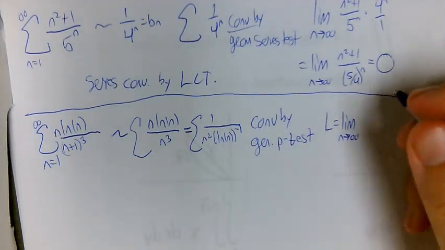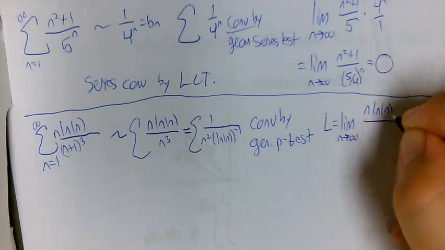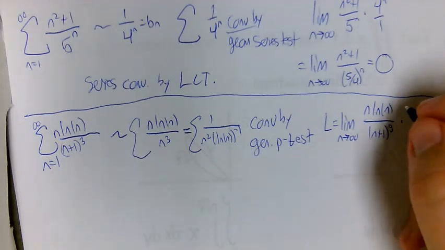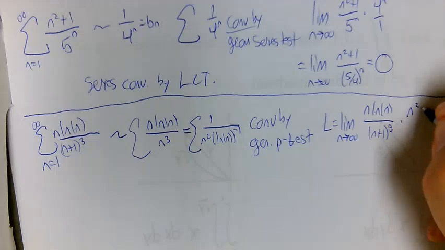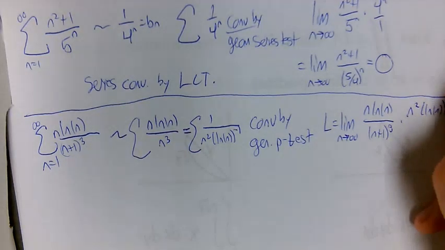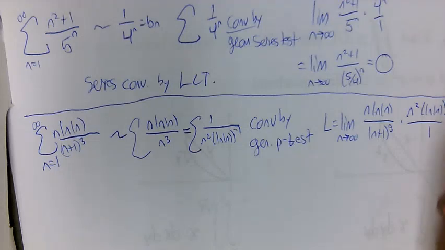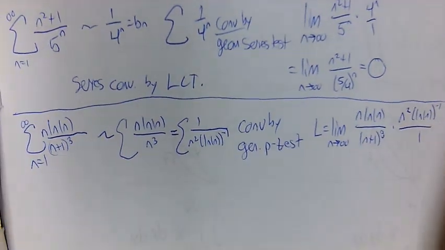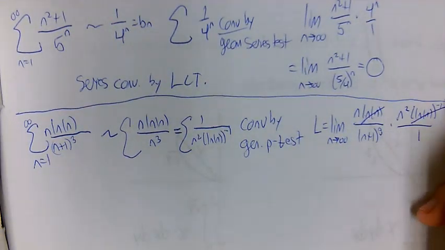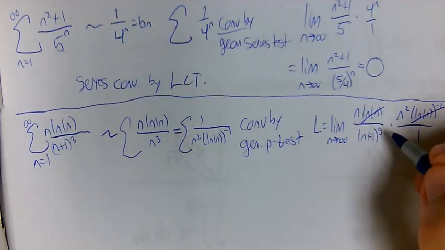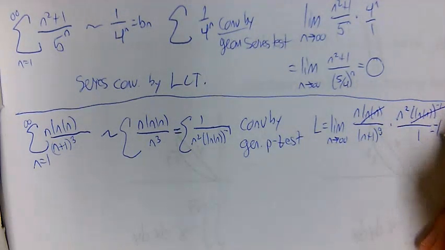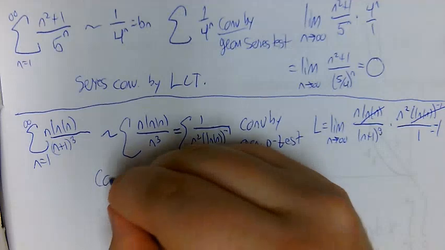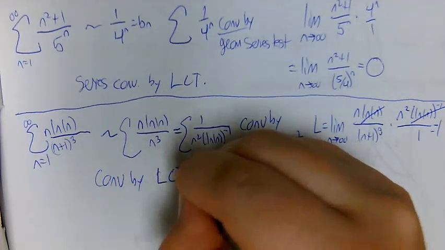We have the limit as n goes to infinity of our original, and then we take the reciprocal of our new one here. So that will give us n squared ln of n to the negative 1. Now if we see how all of this will cancel out here, we have these natural logs canceling, and then we just have n cubed over n plus 1 cubed. But that limit is just going to end up equaling 1. Since we got 1, and this converged by the generalized p-test, then this will converge by the limit comparison test.